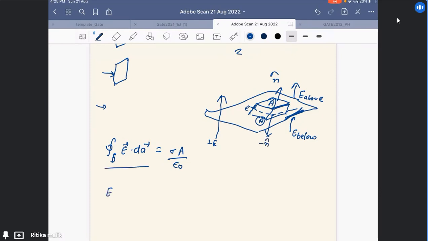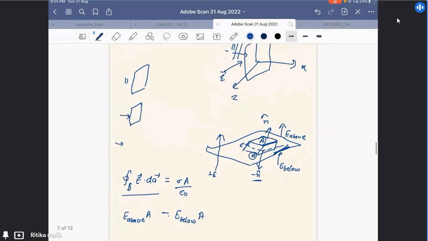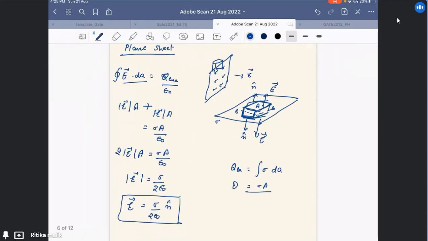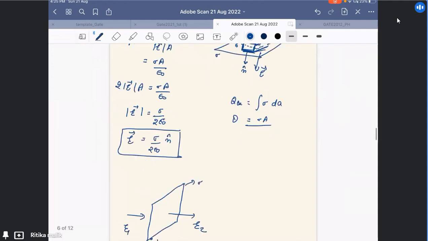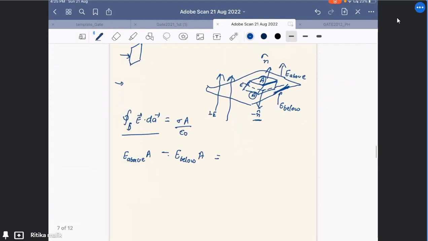So we have electric field E above multiplied by A minus E below. This minus sign arises because of this negative direction. You may ask why this minus sign did not come earlier, when we calculated sigma upon 2 epsilon naught. In that case, we were trying to find the electric field E. Here, our electric field is going from below to above, and we are trying to see how it changes at the interface. That's why this negative sign came here. So this will become sigma upon epsilon naught. So E is the perpendicular component, since it is perpendicular to this interface.